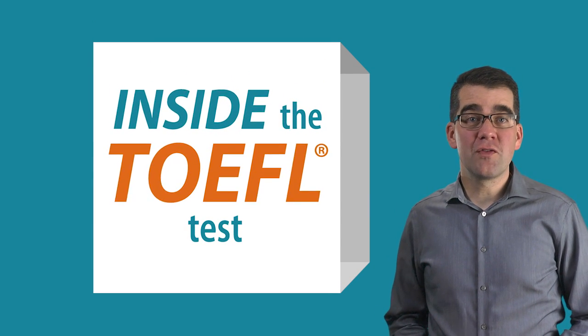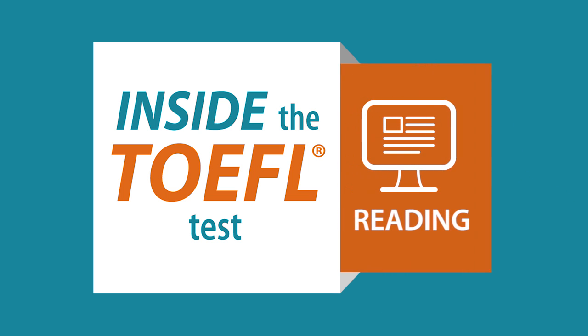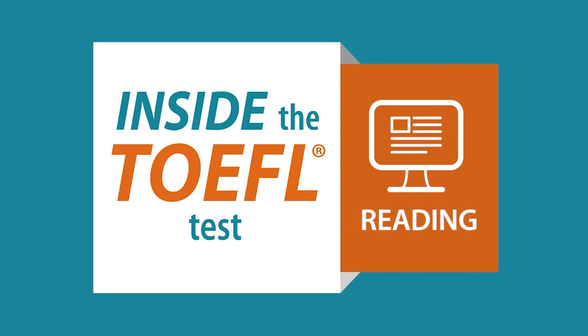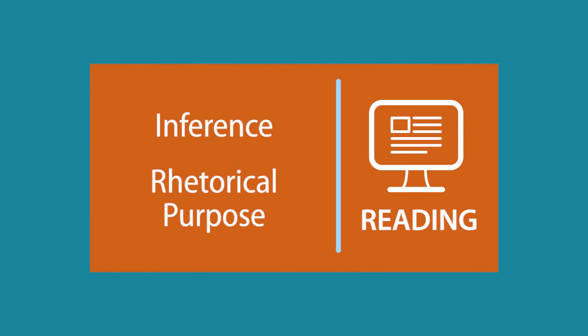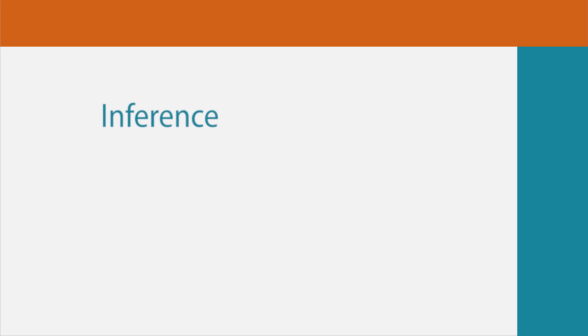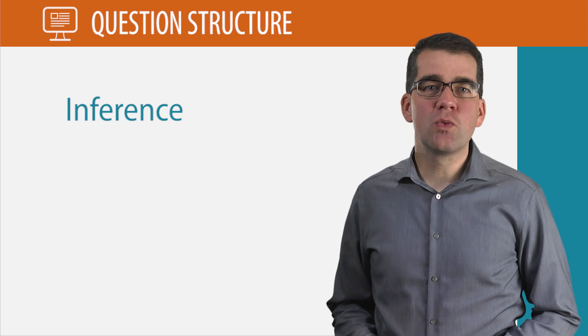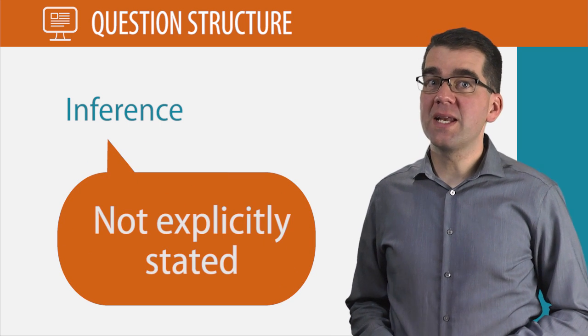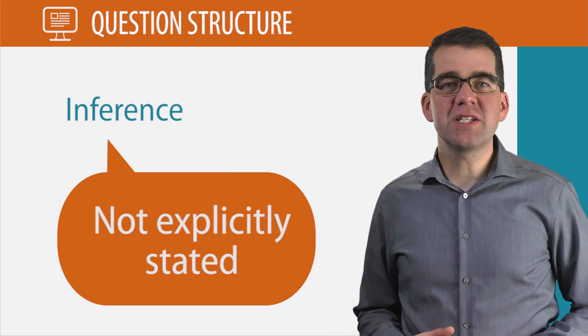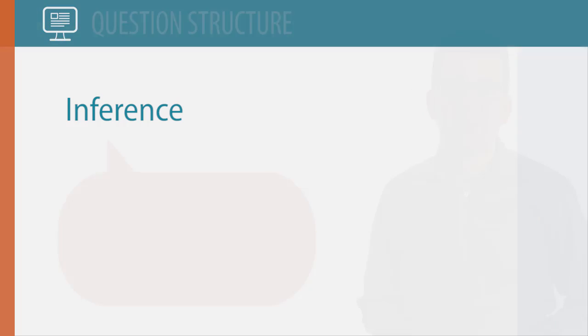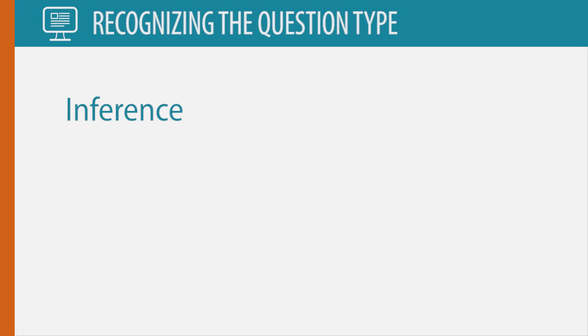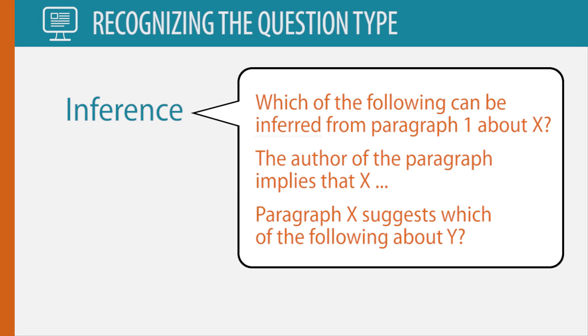Today on Inside the TOEFL Test, we're going inside the TOEFL iBT reading section, specifically the Inference and Rhetorical Purpose questions. Inference questions ask you to identify information or comprehend an idea that is not explicitly stated in the reading passage. You can recognize inference questions because they usually include the words infer, imply, or suggest, like in these examples.